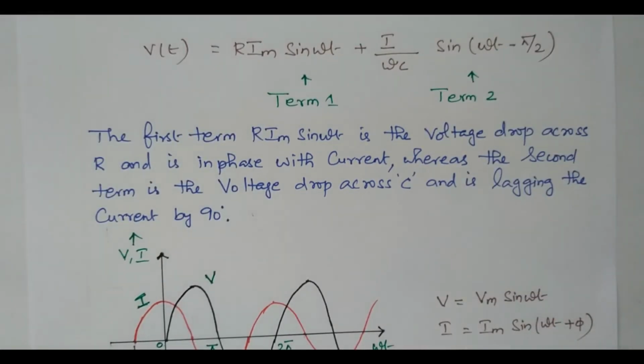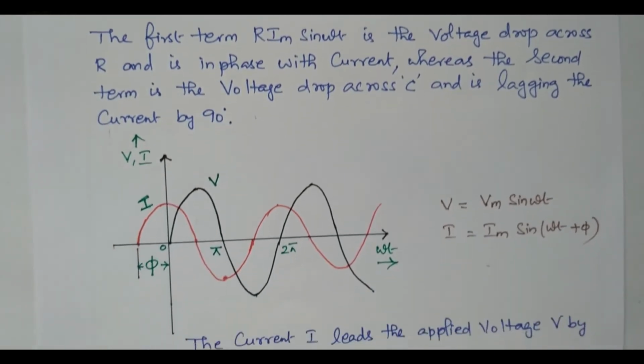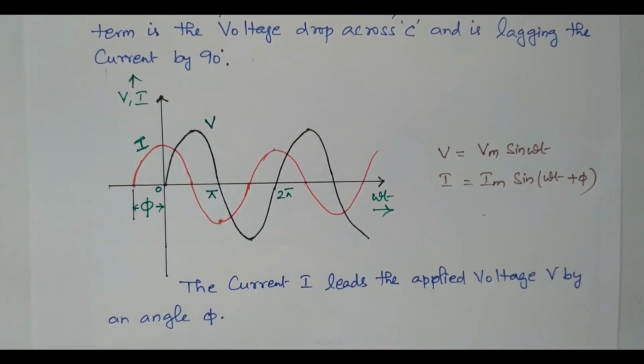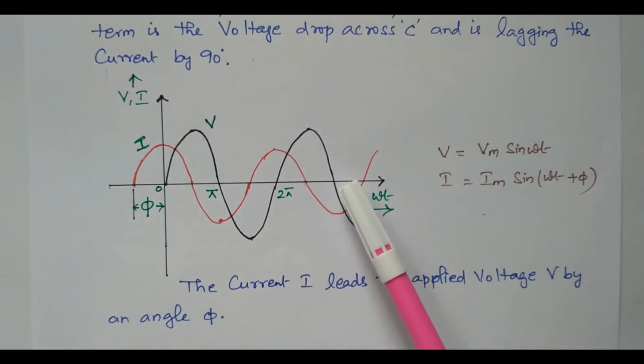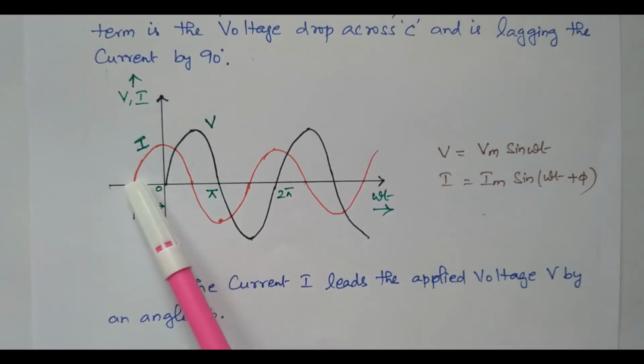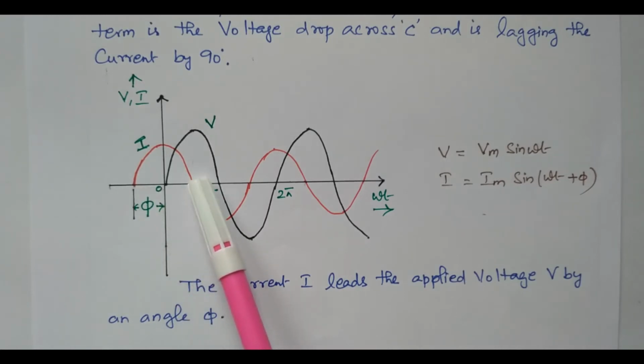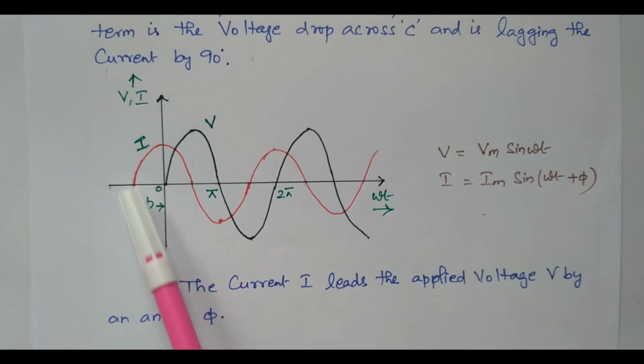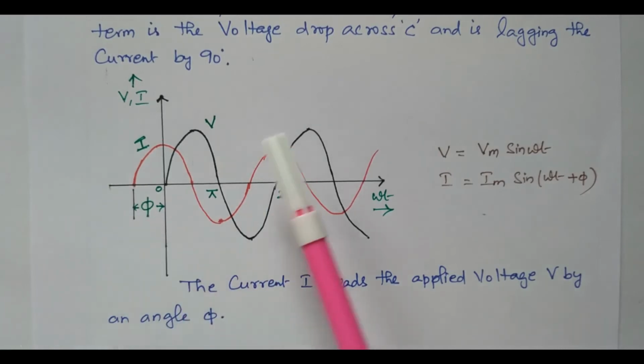So based on that we can draw the waveform. See, the voltage starts at 0 degree. We know that current is leading, so before the voltage starts, the current starts here itself. The current starts earlier. In case of an inductor the current starts later. Here the current starts earlier. So there is a phase difference between current and voltage. That is, current is leading or voltage is lagging.